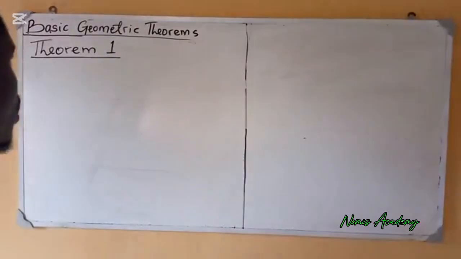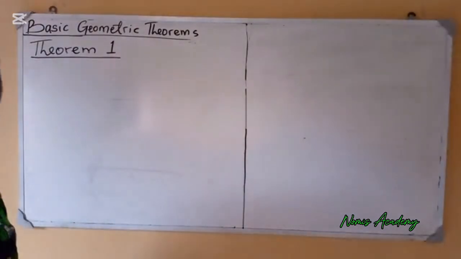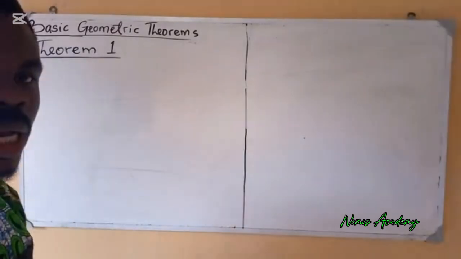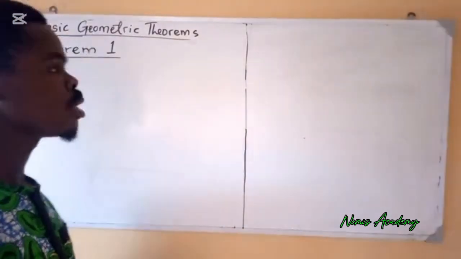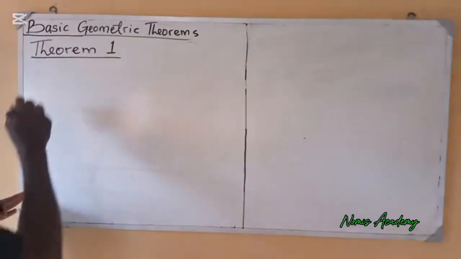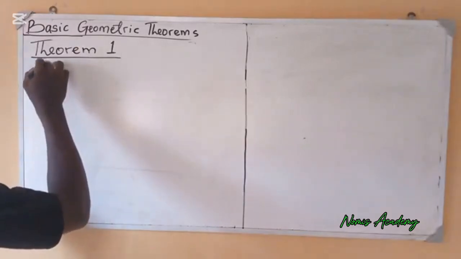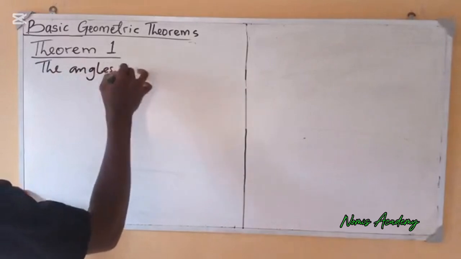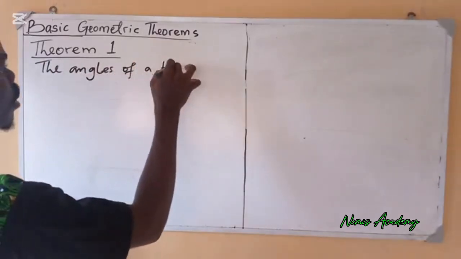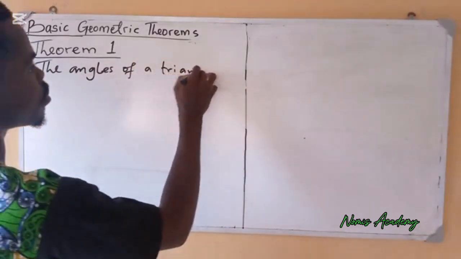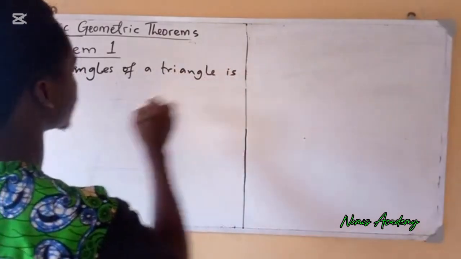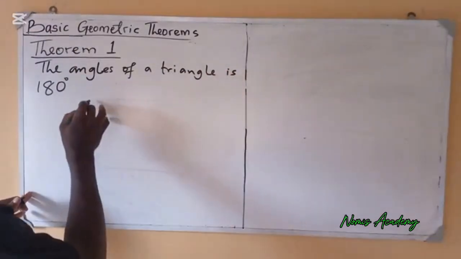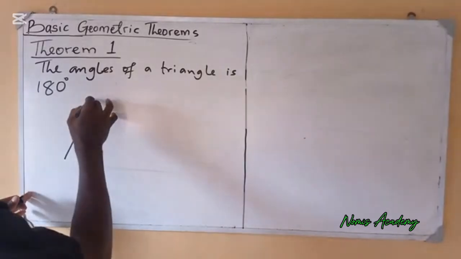In this video, we are going to consider a basic geometric theorem, Theorem 1. We are going to state the theorem and then prove the theorem. So the first theorem states that the sum of the angles of a triangle is 180 degrees. Okay, so we need to draw a triangle.